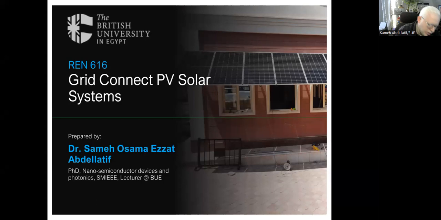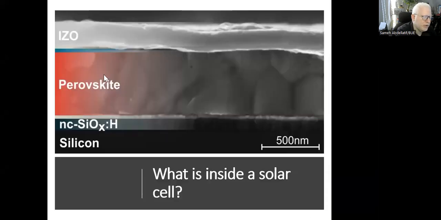Most likely, if you are attending this course on campus, you have already attended lecture number 0, where we have demonstrated together the main outline of the course and the main perspective. But now let's start into the core of our course, and maybe the first chapter can be titled: what is inside a solar cell.